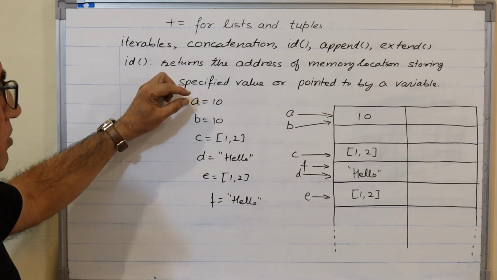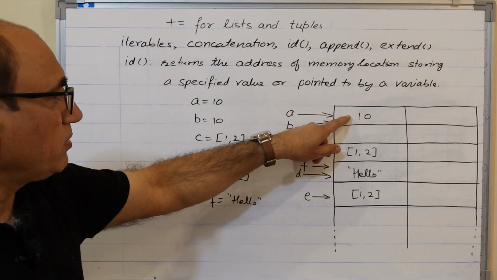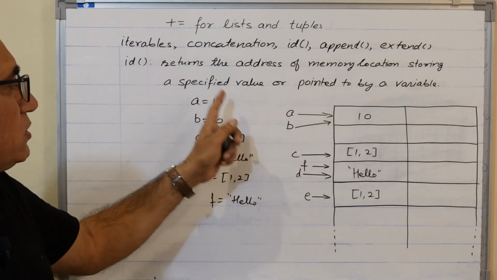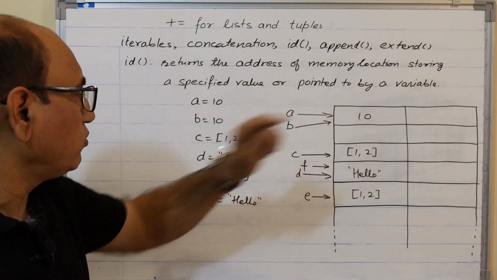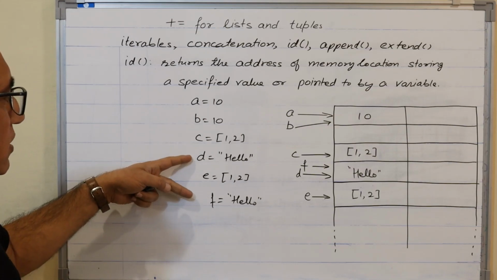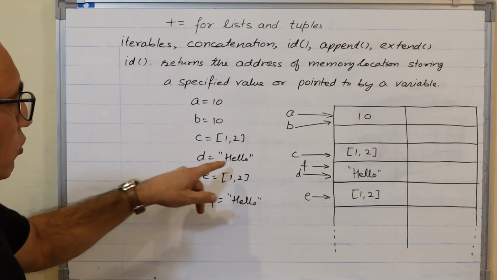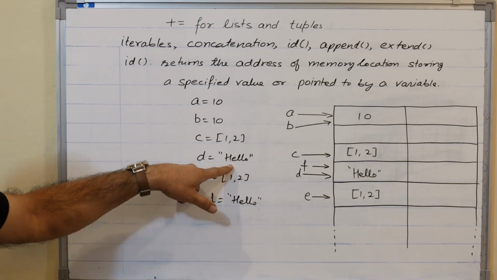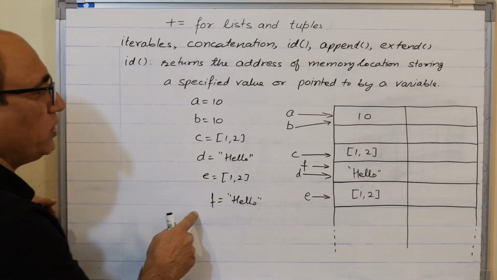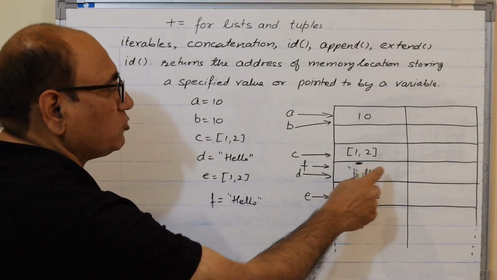Integers, these are immutable. So once the value is stored in some memory location, all the variables storing that value will point to the same memory location. Similar is the case with variables D and F. Because hello is a string, it is an immutable data object. So D and F are pointing to the same memory location which is storing the value hello.